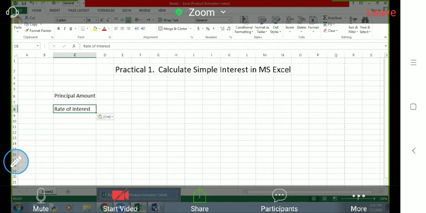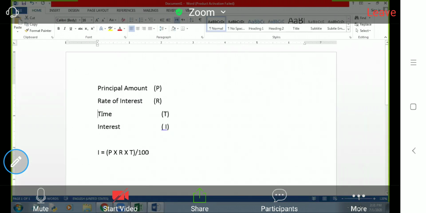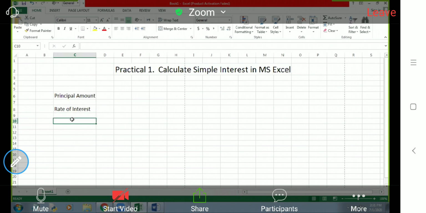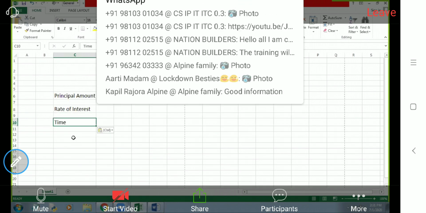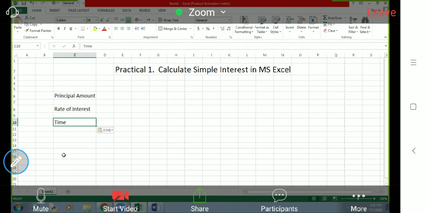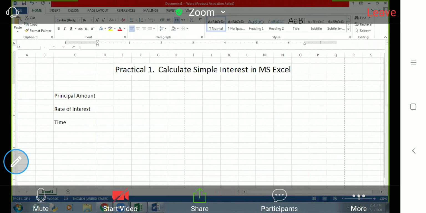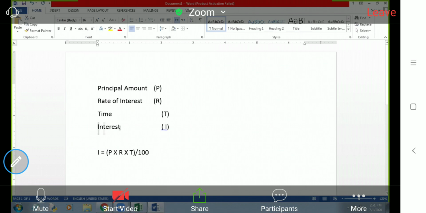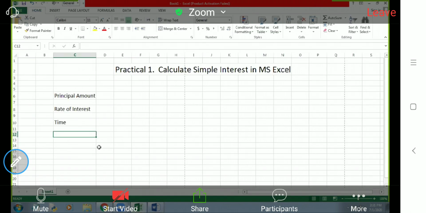Next, time. What is the time period? Suppose the time is given in years. So time period here. Then we will find the simple interest. Here the interest is simple interest. So you can write this simple interest here like this.